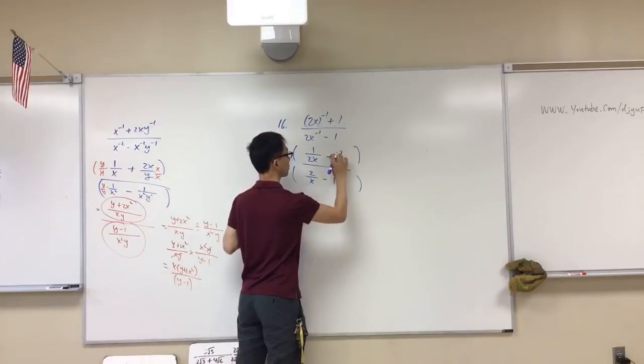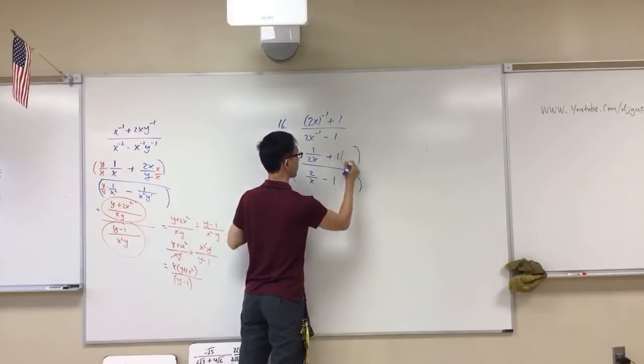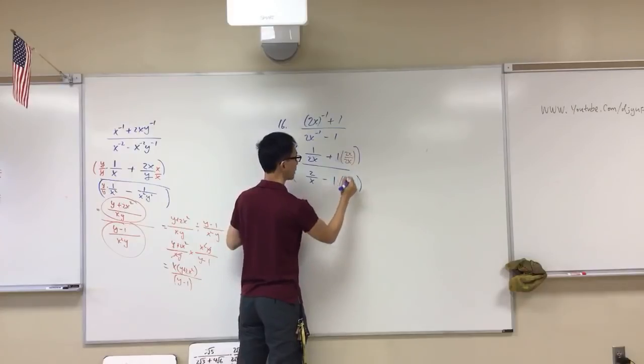So here is 1. What I'm going to do is multiply this by 2x over 2x, and I'm going to multiply this by x over x.